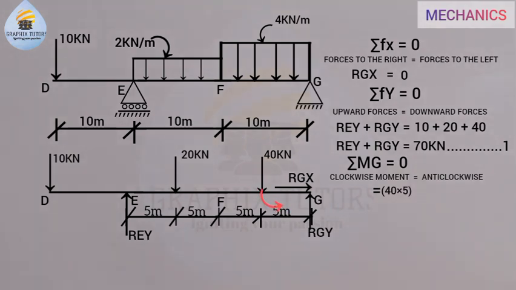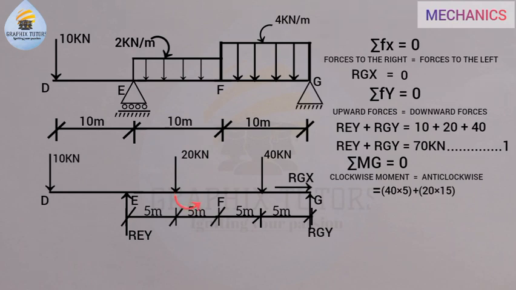Similarly, if you look at the next force here, which is the 20 kilonewton, the arrow is also pointing downward. It is going towards G, and it's acting at this point. So from this point, it will be 5 plus 5 plus 5, which is 15. And if you look at it, it's going anti-clockwise also. So that is 20 times 15, because the force times the distance, that is the moment. So when you do that, we're going to be having 20 times 15 in the anti-clockwise part here.